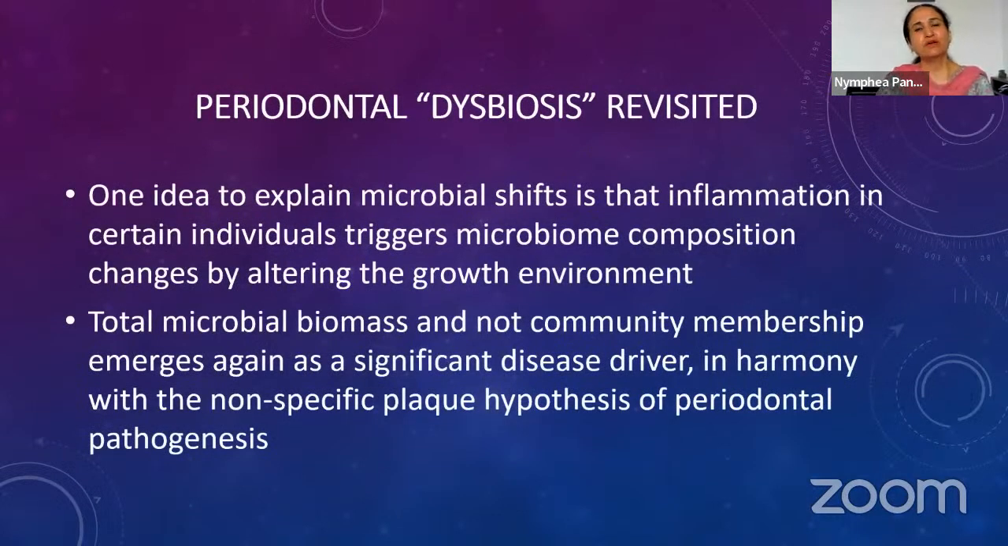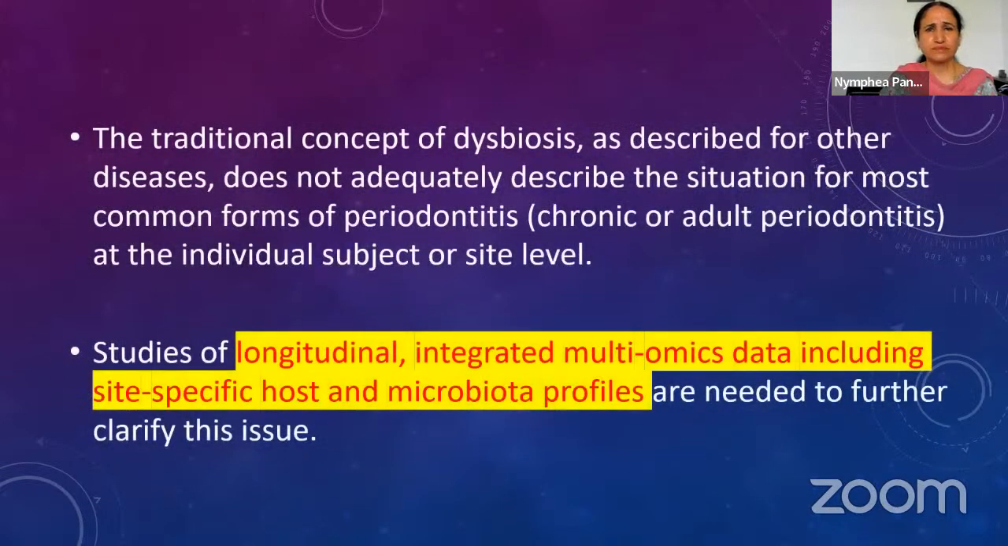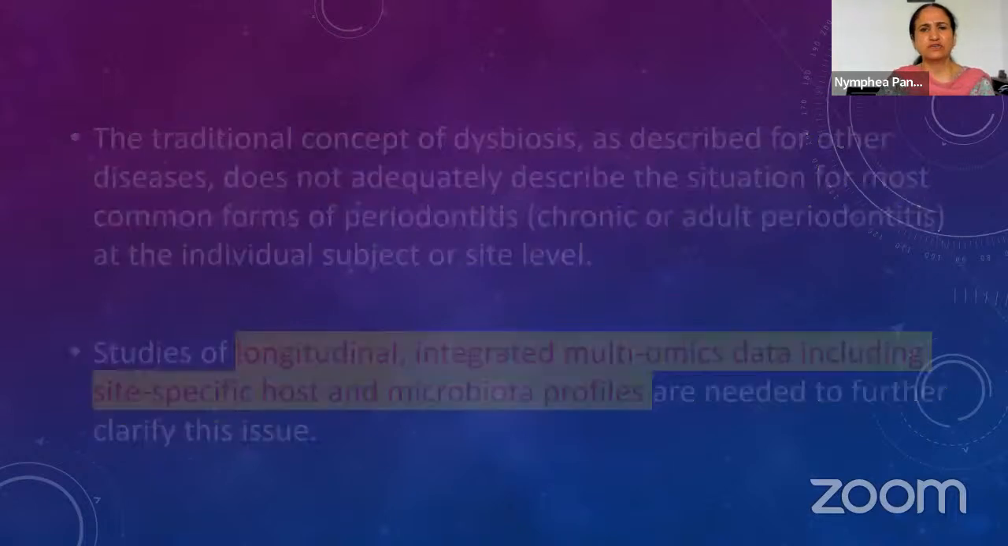Now, explaining all these models, we have an idea about what dysbiosis is. I was telling you dysbiosis doesn't really explain much about how the disease progresses. We are saying that there is a shift in the inflammation, and that is how there is an altered growth environment, and that is how different types of organisms take over. If we think about dysbiosis from the traditional concept, and we think about periodontitis, dysbiosis does not actually explain the situation. And longitudinal integrated multi-omic studies are needed. More of these studies are needed to clarify this.